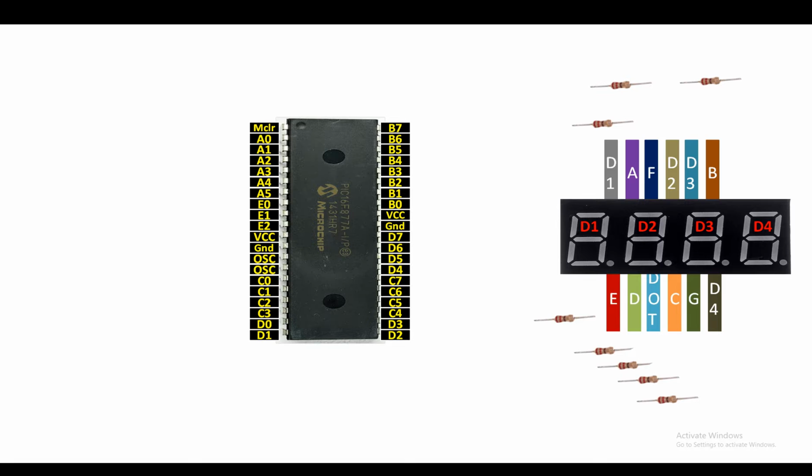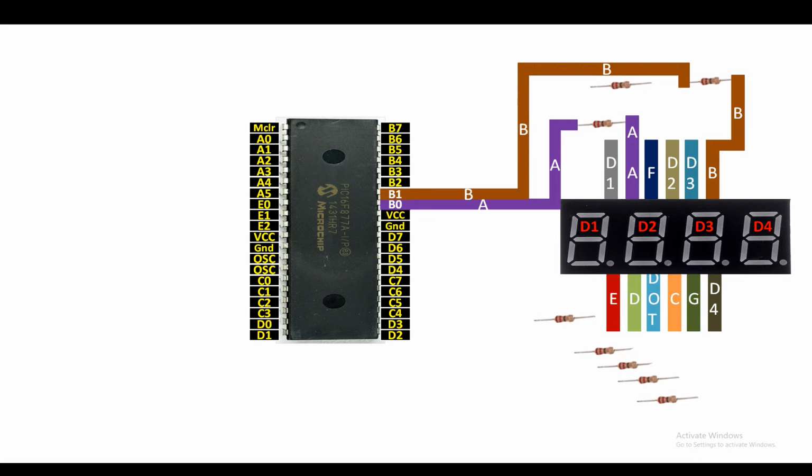Now first of all, the A pin of the 7-segment, connect it to one end of the 220 ohm resistor, then from the other end of the 220 ohm resistor, you can send it to any available digital input output pin. I'm going to use port B for this. So I'm going to use pin number B0, that is pin number 33 of the PIC. Now for the B pin, connect it to one end of the 220 ohm resistor like this. Then from the other end of the 220 ohm resistor, send it to pin number B1.